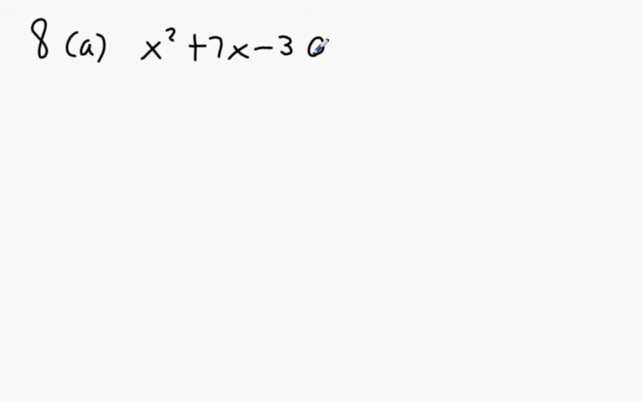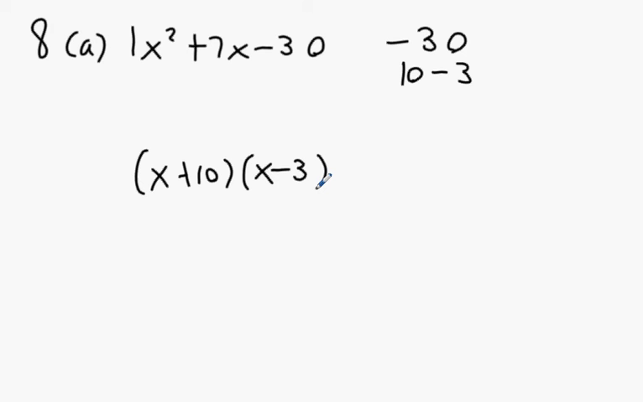What's the reference number? Reference number? Minus 30. You multiply it by the 1 that comes in front of the x squared. Still minus 30. Two numbers that will multiply to give you minus 30, but will add to give you plus 7. Plus 10 and minus 3.